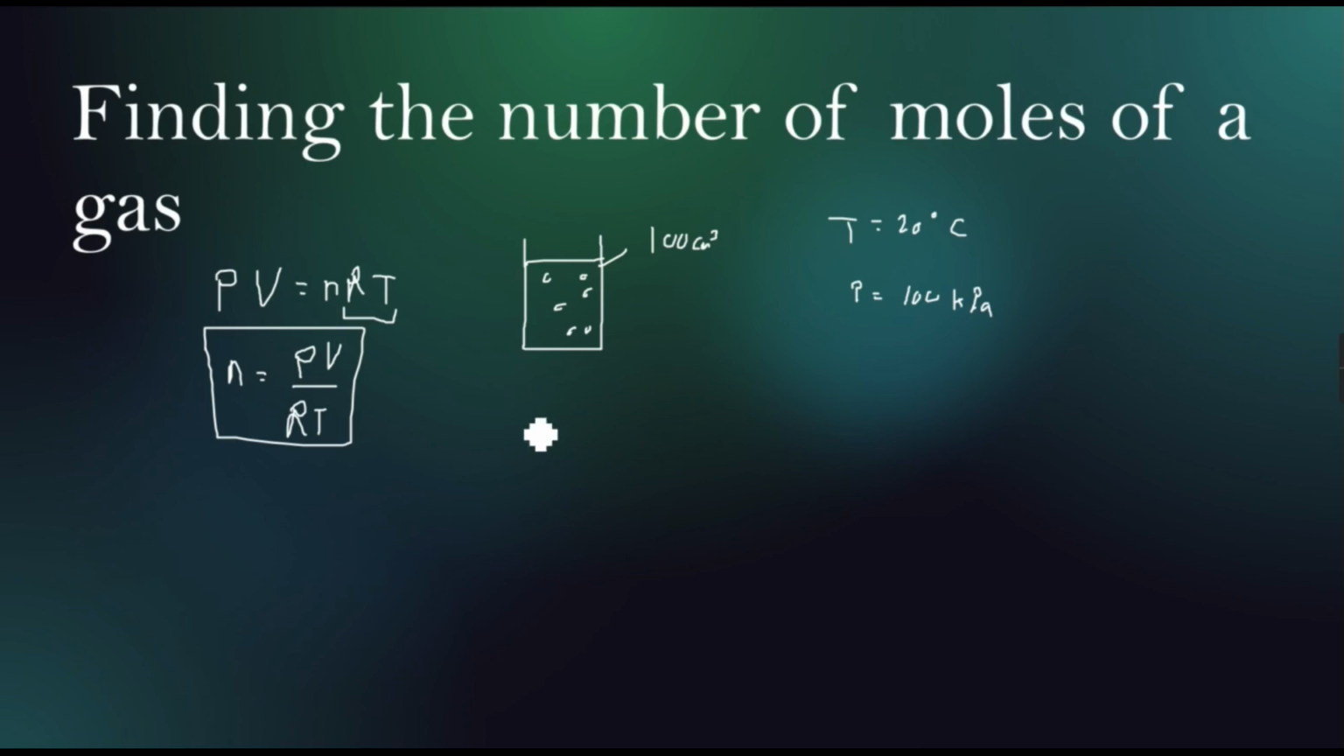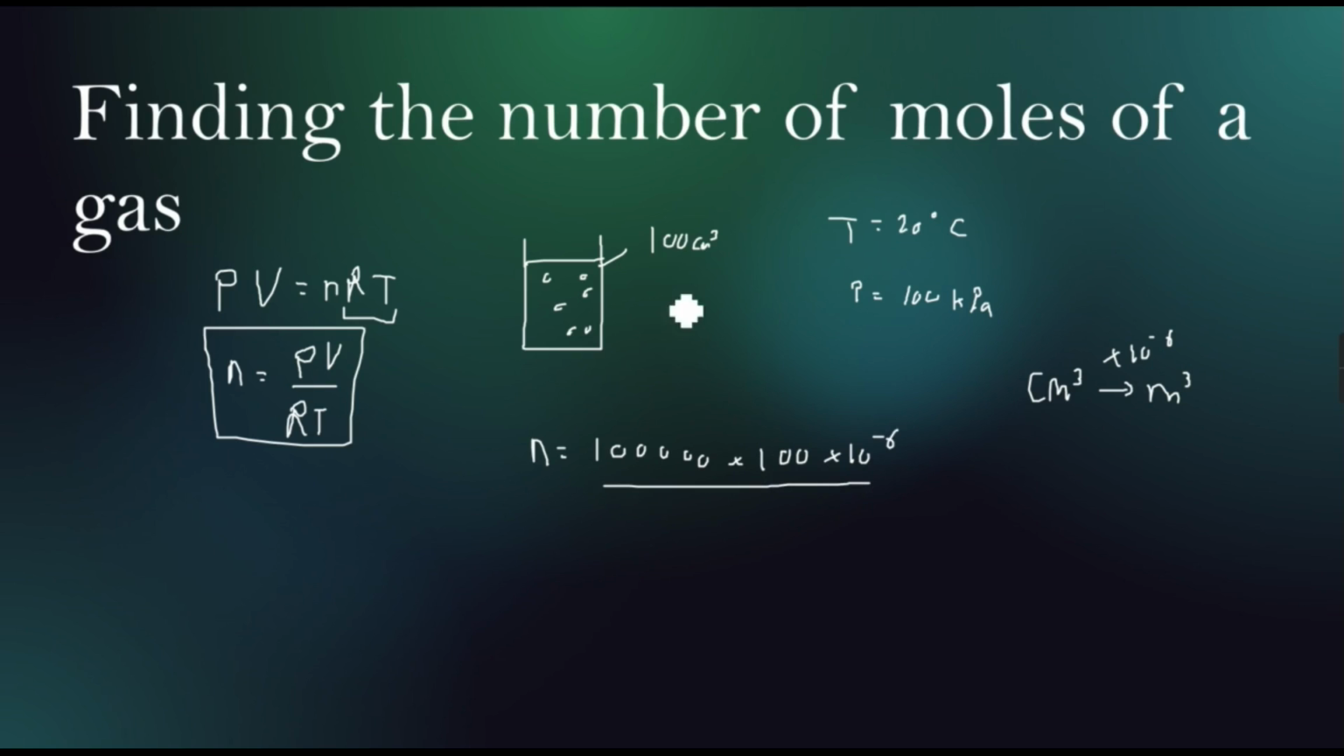So we just simply plug it into this formula. So therefore, number of moles is equal to pressure, which is 100 kilopascals. Remember, it has to be in pascals. So what we do is we times it by 1,000. So 100 kilopascals is 100,000 pascals, and then we times it by the volume, 100 centimeters cubed. Remember, it has to be in meters cubed. So changing centimeters cubed into meters cubed, we just multiply it by 10 to the power of -6. So that is therefore multiplied by 100 times 10 to the -6 to convert it into meters cubed.